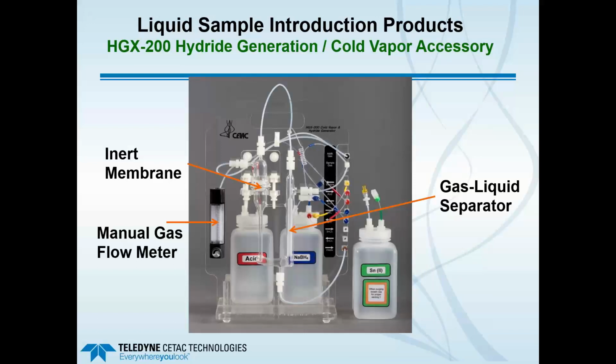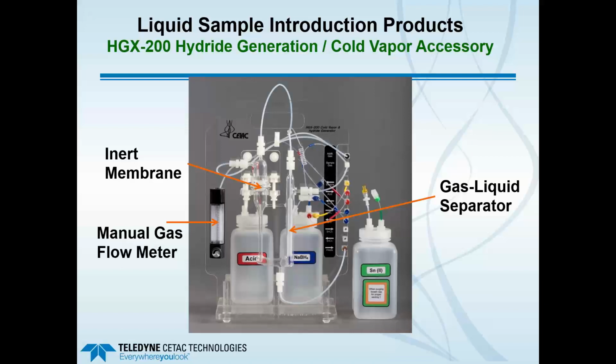So here is a front-on picture of the hydride generation system we're going to use, and that's called the HGX200, and it's offered by Teledyne CETAC. Some of the things that I've pointed out here, we'll start on the left side. You see the inert membrane. We'll take another close-up view of that so you can actually see the disk.